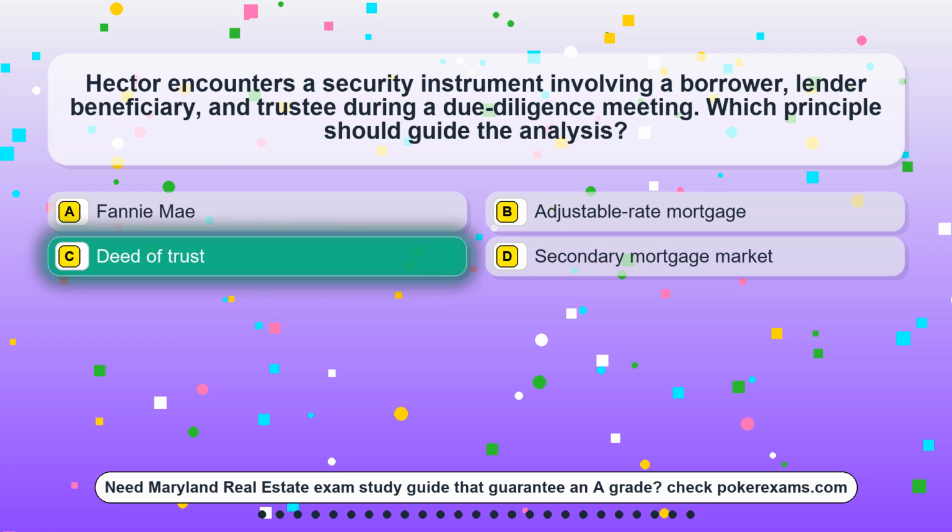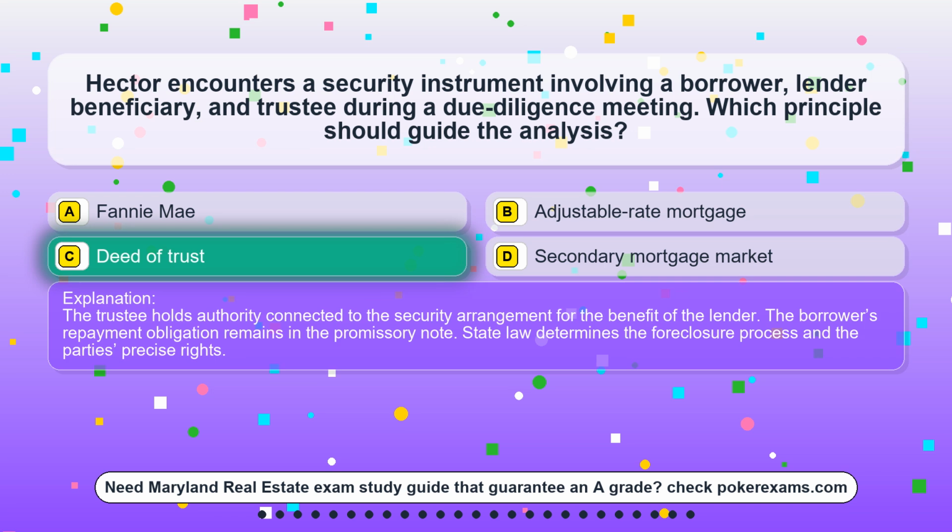The correct answer is option C, deed of trust. The trustee holds authority connected to the security arrangement for the benefit of the lender. The borrower's repayment obligation remains in the promissory note. State law determines the foreclosure process and the parties' precise rights.